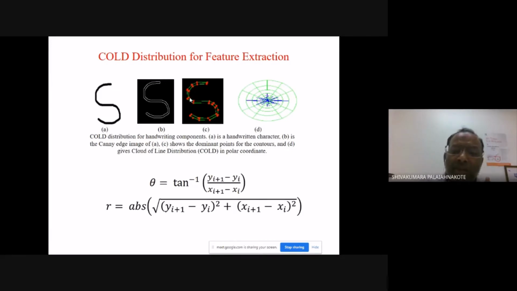That means if you give more straight lines as input, you are getting a dense cluster at the center point, at the centroid. And if you give curved edges as input, then you are getting a scattered distribution.